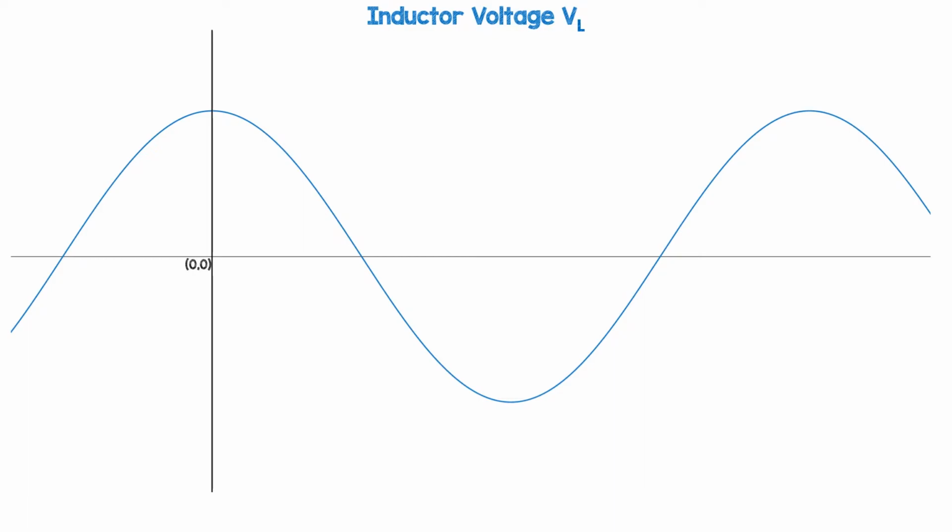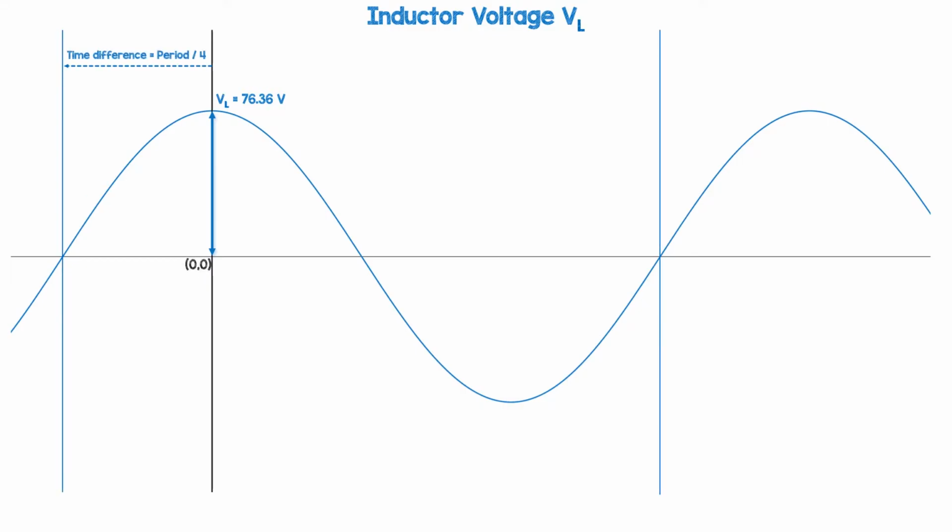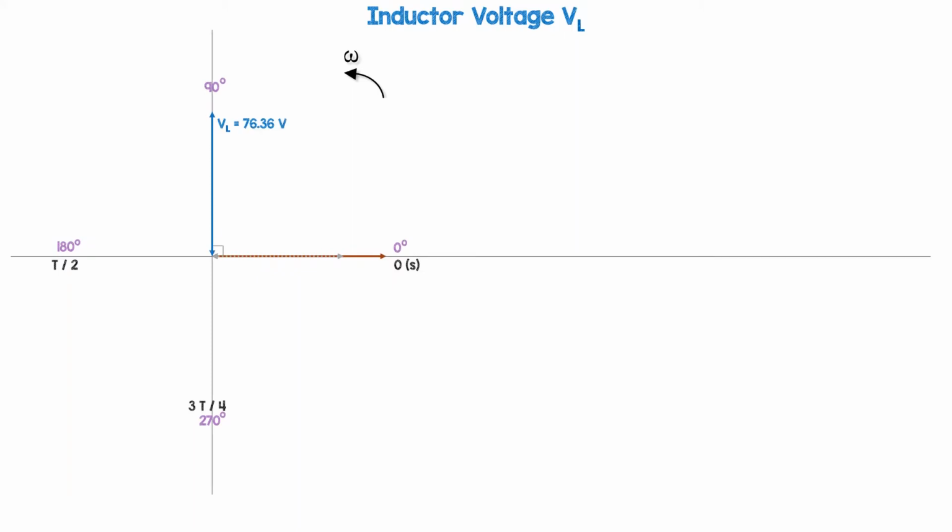Our inductor voltage VL, say it was measured as 76.36 volts. It has a time period lead of a quarter of a period, or it has a phase of plus 90 degrees. It's ahead of a normal sine wave. So because it's 90 degrees ahead, more on that later, we put it on the y-axis, the positive y-axis.